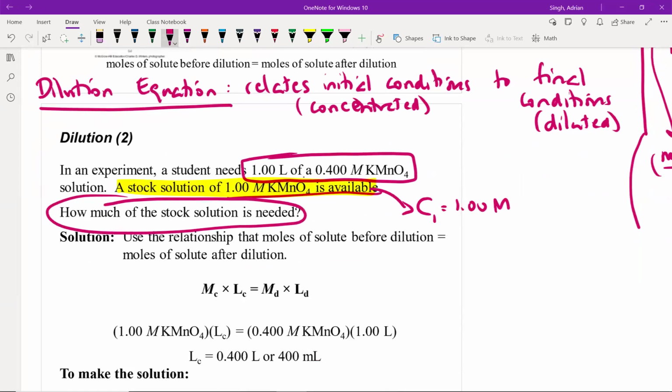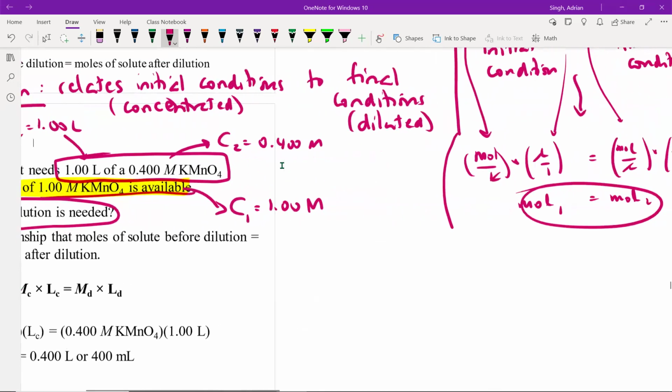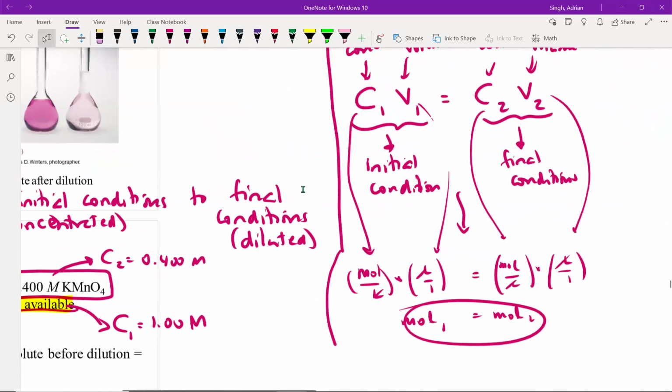And then what we're ending up with over here is my final concentration, C2, 0.400 molar. Then I have my final volume that I want to get. That's my V2, 1.00 liters. So in questions like these, that's the first hurdle you need to get over, which is to identify what are the different things that you're provided with. You're not told this is V1 or V2 or whatever. You have to figure that out from the problem, and then you can stick it into your dilution equation.